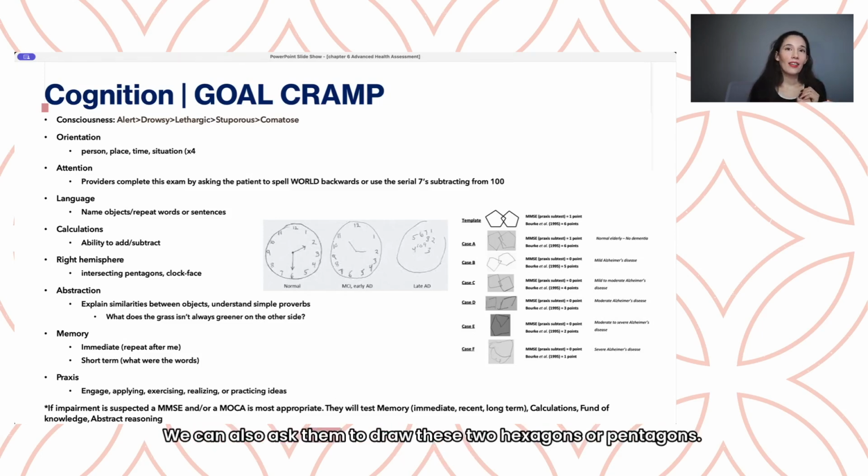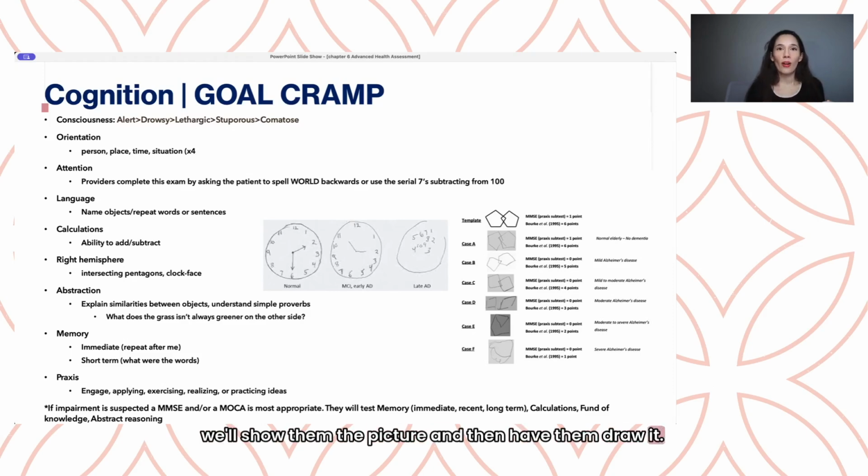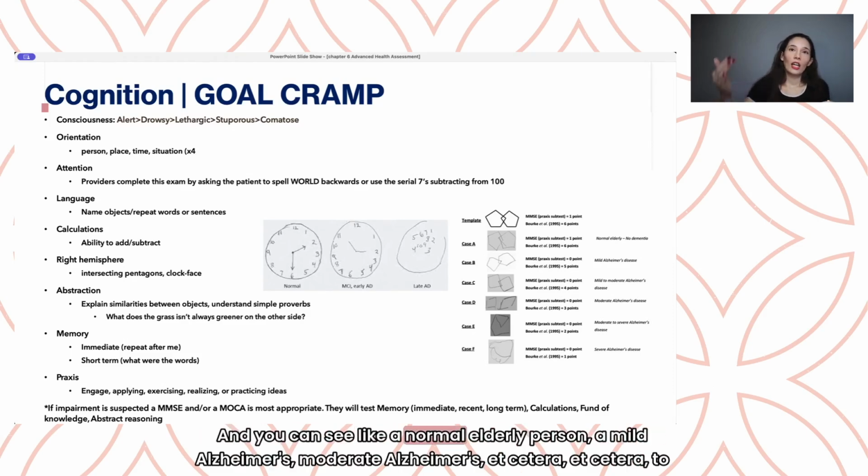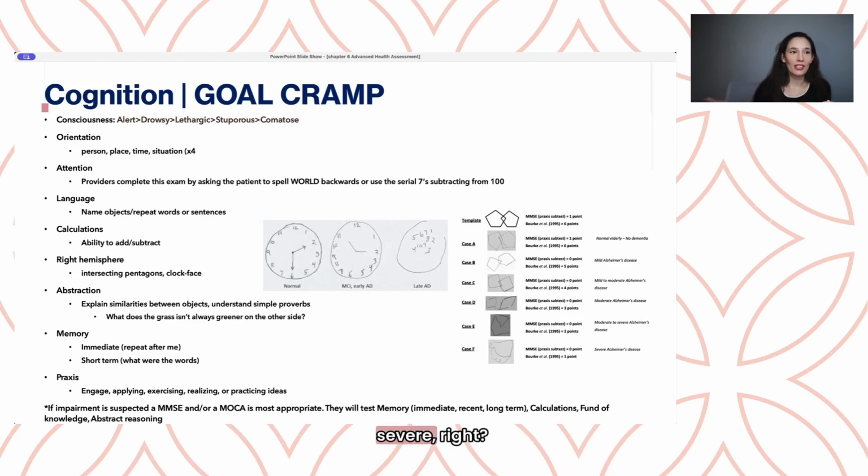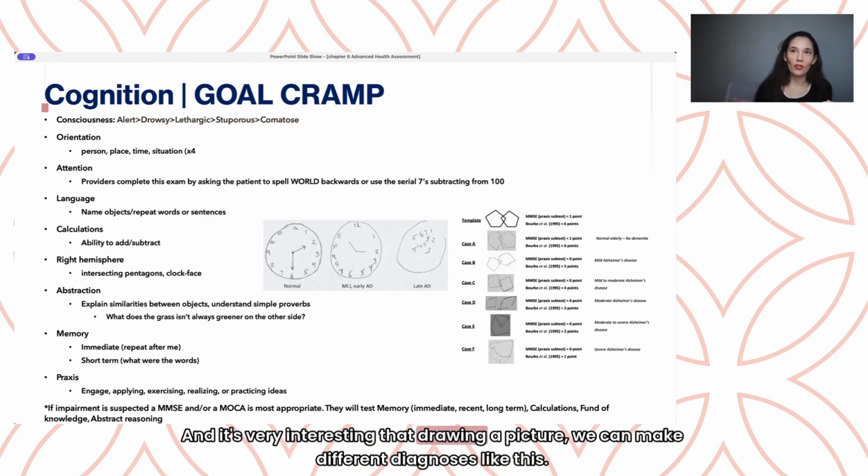We can also ask them to draw these 2 pentagons. We'll show them the picture and then have them draw it. And you can see like a normal elderly person, a mild Alzheimer's, moderate Alzheimer's, et cetera, to severe, right? And it's very interesting that drawing a picture, we can make different diagnoses like this.